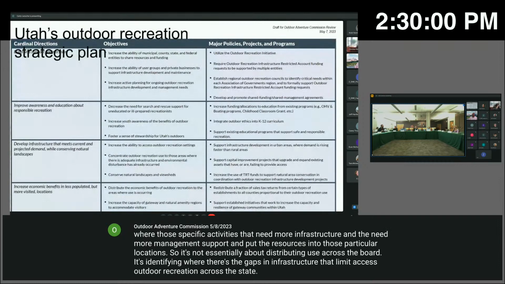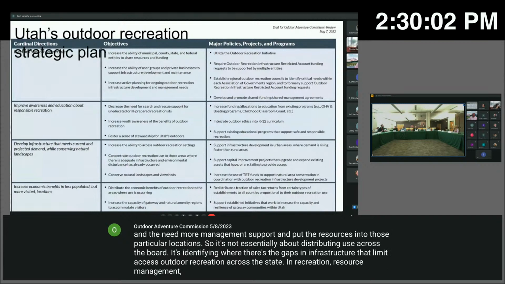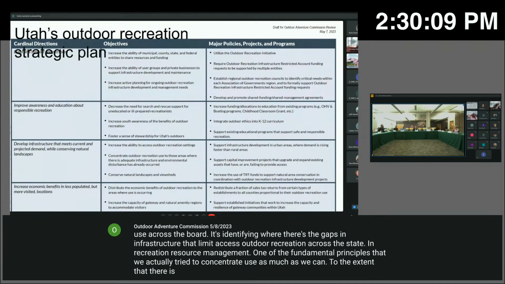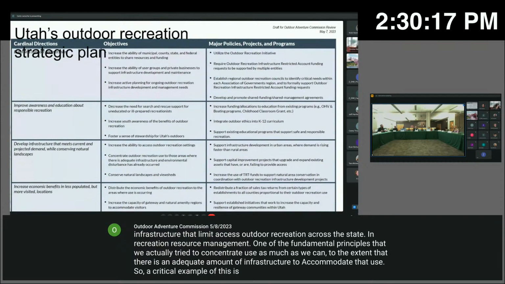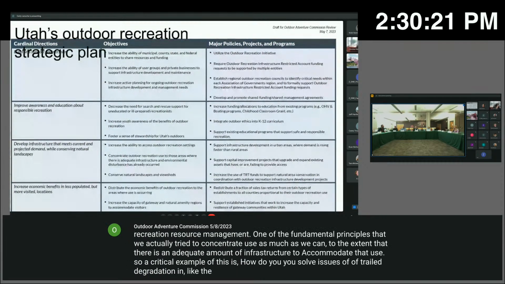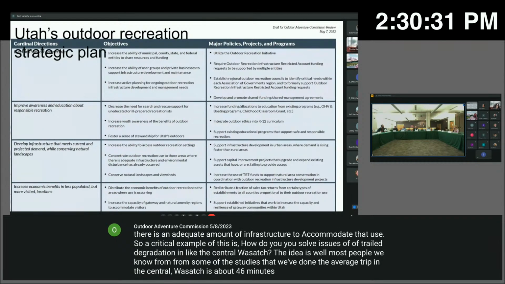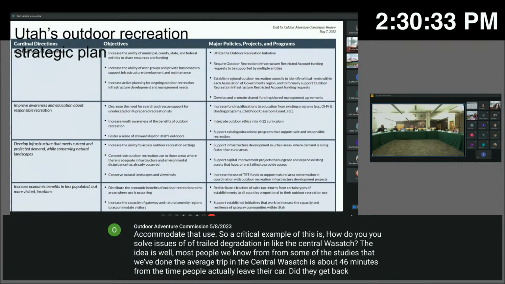In recreation resource management, one of the fundamental principles is that we actually try to concentrate use as much as we can to the extent that there is an adequate amount of infrastructure to accommodate that use. So kind of a critical example of this is how do you solve issues of trail degradation in the central Wasatch? Well, from some of the studies that we've done, the average trip in the central Wasatch is about 46 minutes from the time people leave their car to when they get back in their car, which is shockingly short.